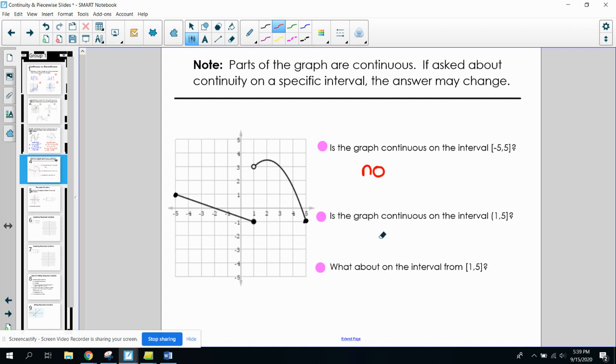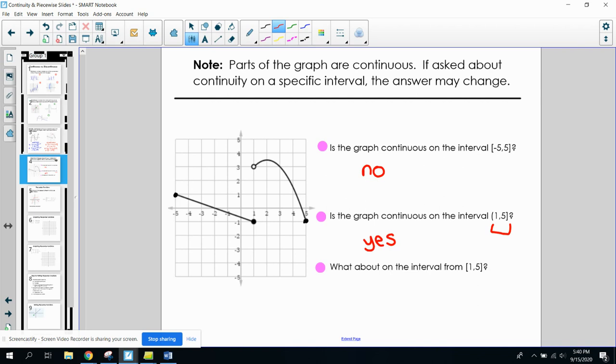Is the graph continuous on the interval 1 to 5? Now, notice this interval here. The 1 has a parenthesis, meaning it's not including 1, and the 5 has a bracket, meaning it's including 5. So if I'm looking at just between 1 and 5, I'm looking at this upper piece that starts with the hole because it's not including 1. So in this piece, is that continuous? Right? Yes, it is, because I can draw this without picking my pencil off the paper. So even though the overall function is discontinuous, if I'm asked for a specific part of the domain, it can be continuous. So here, yes, it is continuous.